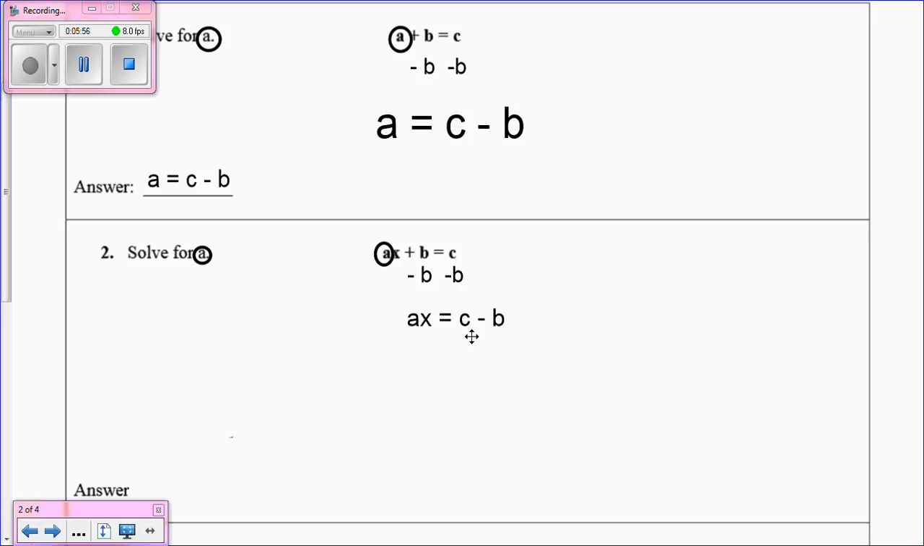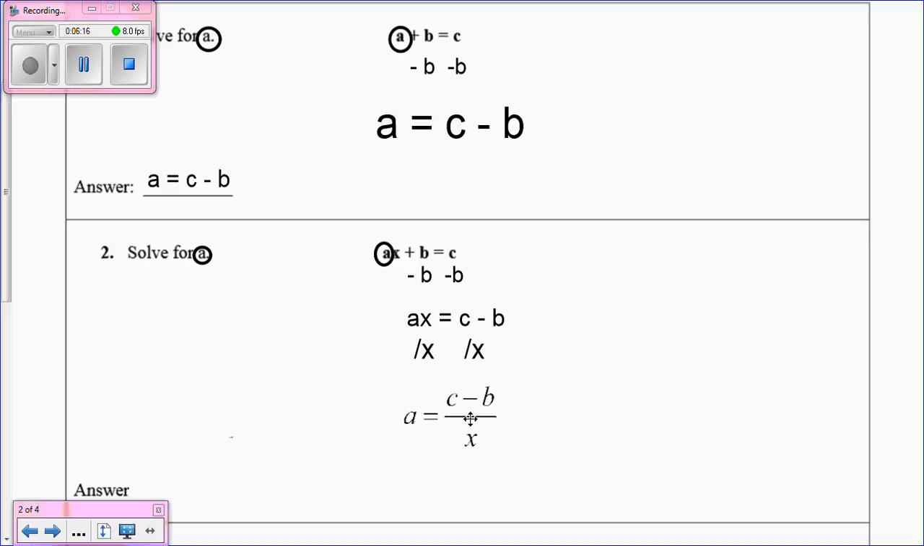C minus b we already talked about. I had to leave it like it is. Now what's happening to my a? I've got it being multiplied with an x. So I have to undo that by dividing by x. Now dividing by x on both sides. So I divide the entire side by x. The x's will cancel out. I have to divide the entire side over here by x.